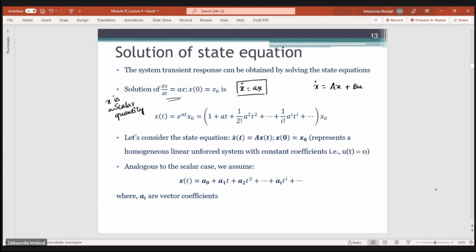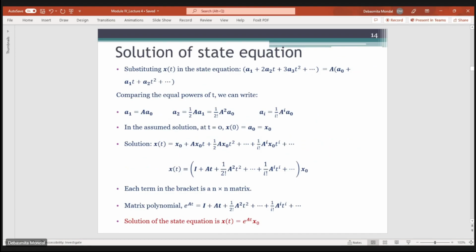Now, analogous to the scalar case, we can assume that the solution for this equation will be in this form: a0 plus a1 into t plus a2 into t square till some an. The ai are basically the vector coefficients. Now we'll see what will be the value of these a0, a1 and the others.